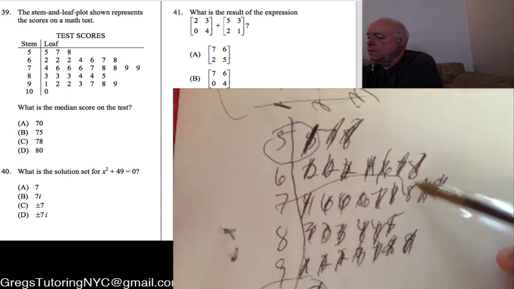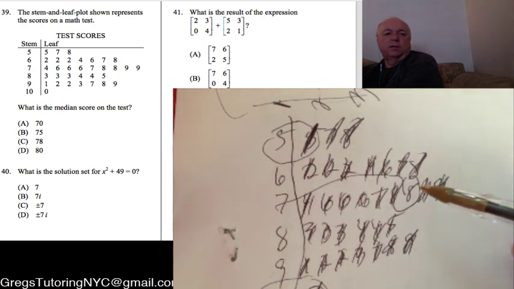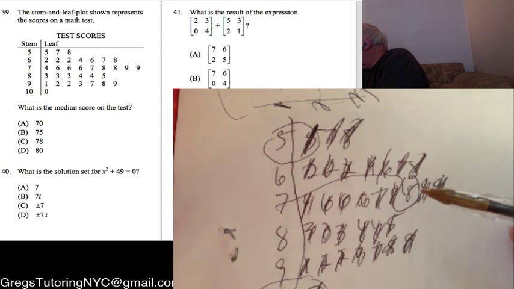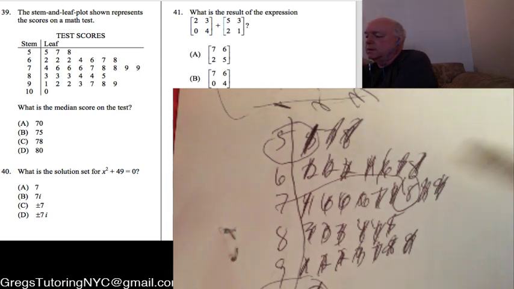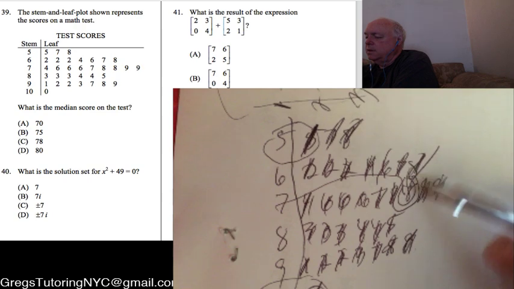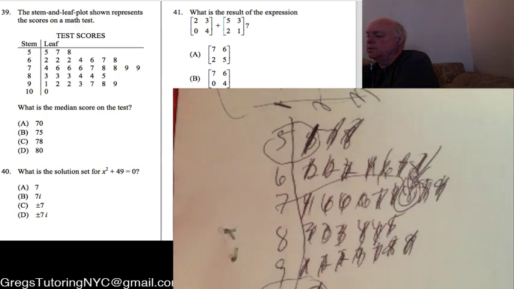So we get 78 if I did that right. Is that one of the choices? So 39 should be C, and it is. So that's the number we got left with. If not, we would have got the average of the two numbers there.